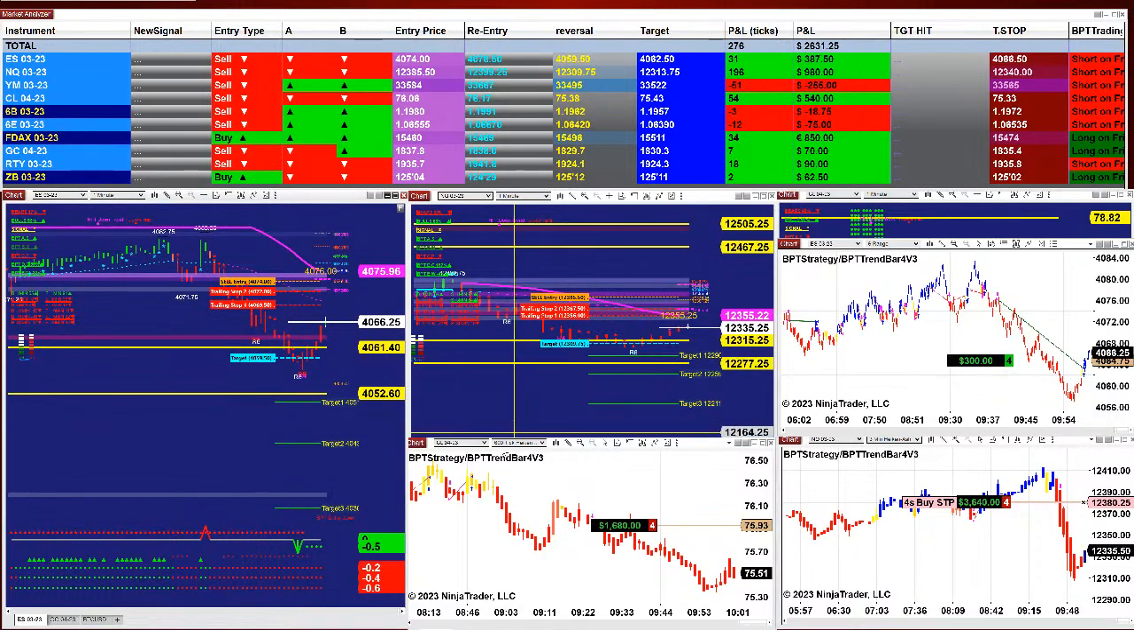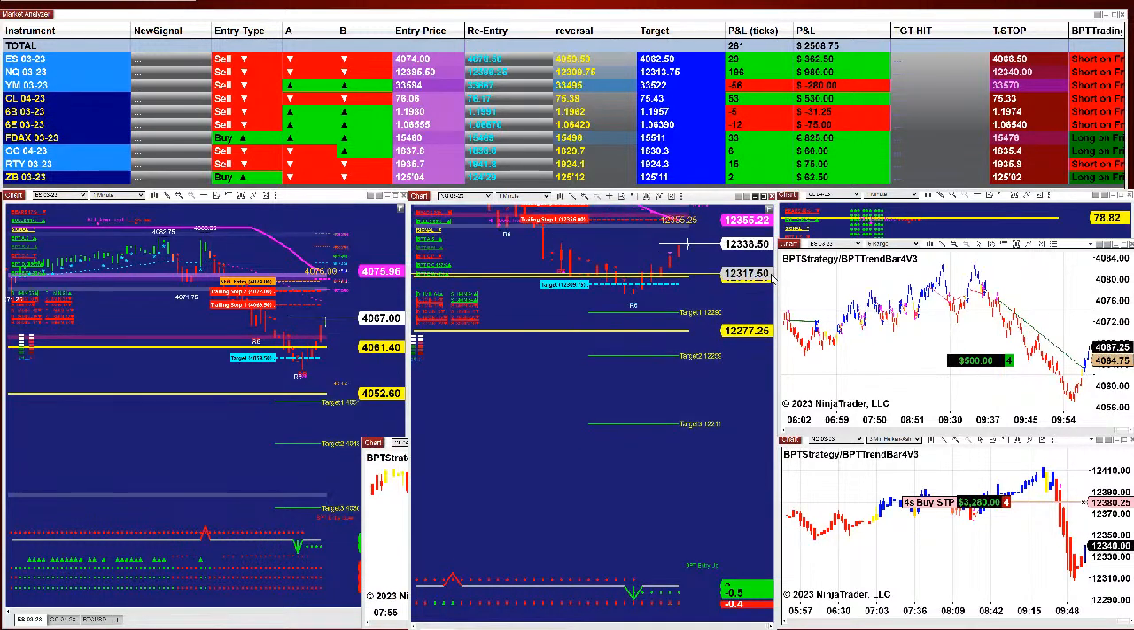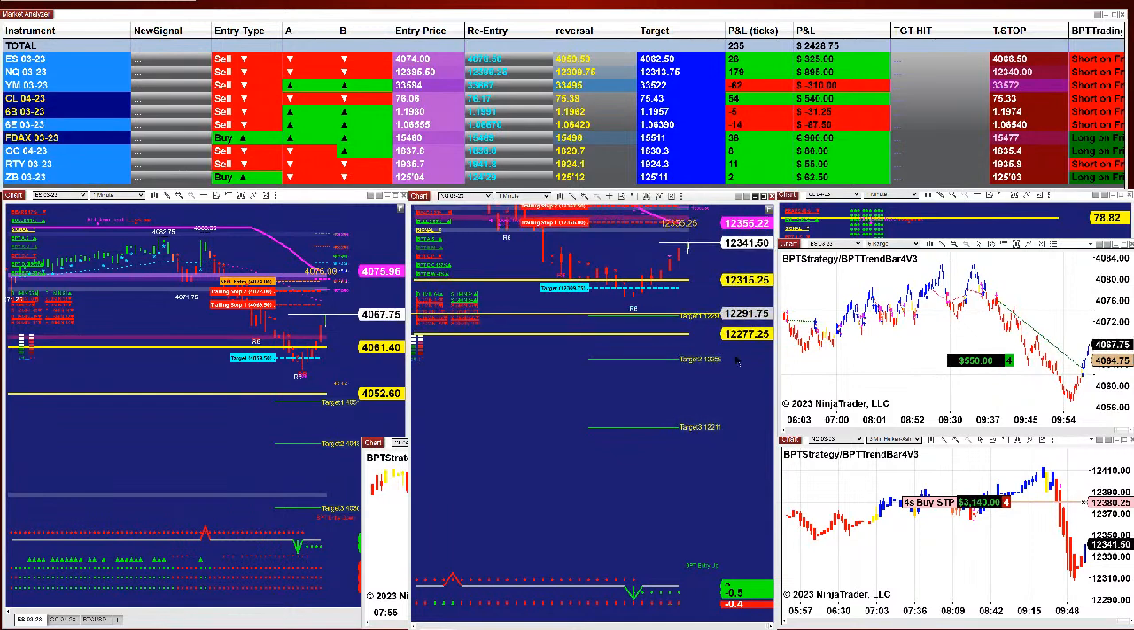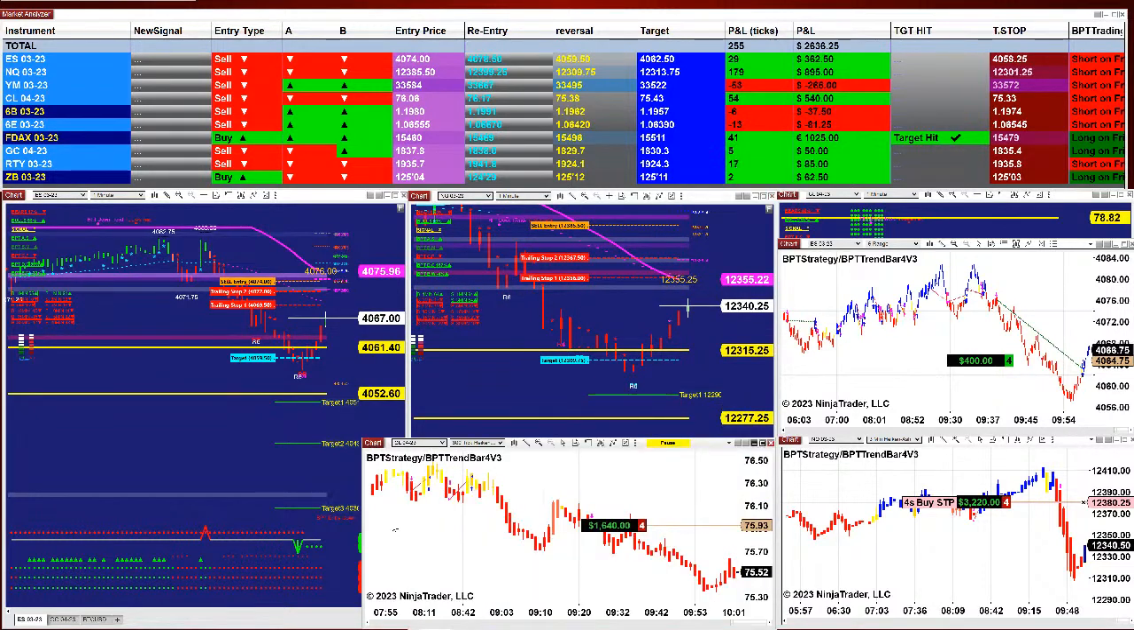For the Nasdaq, we have a trade right now as we speak as a re-entry, and the re-entry point short is around 12.351. So we will see what happened.